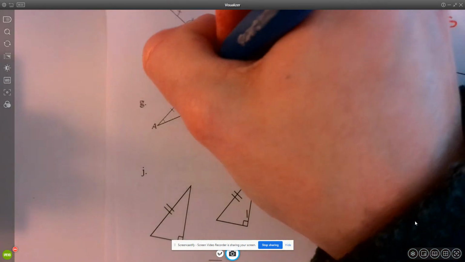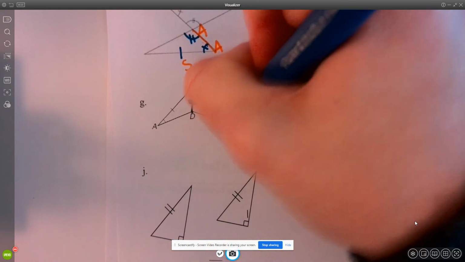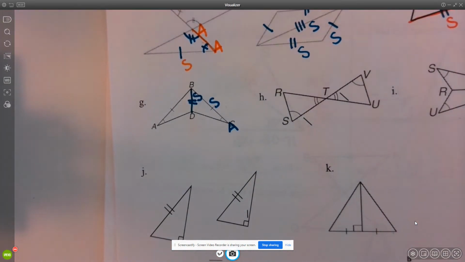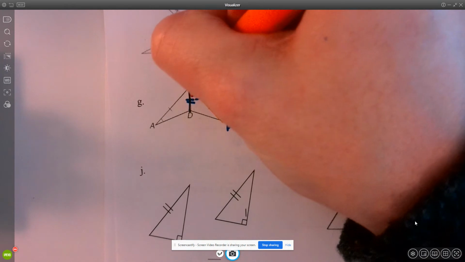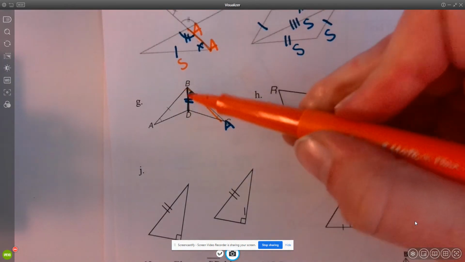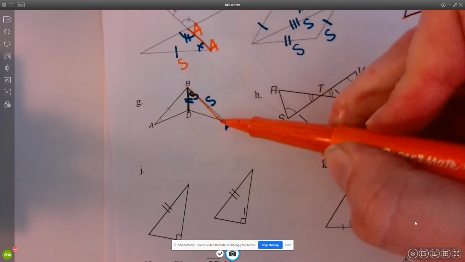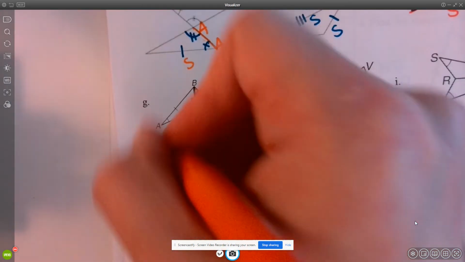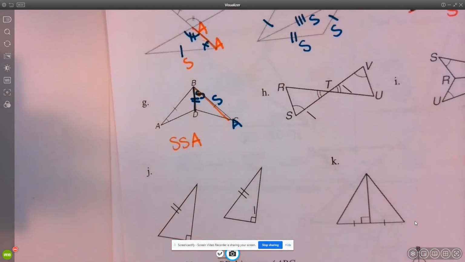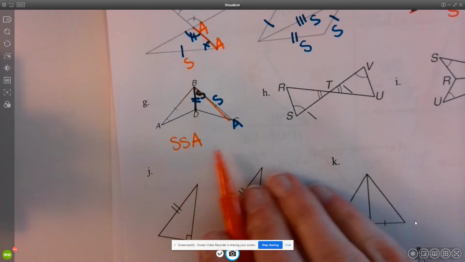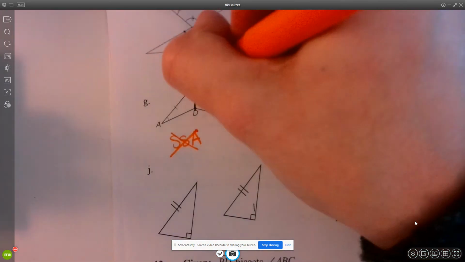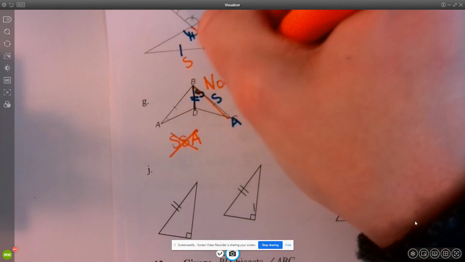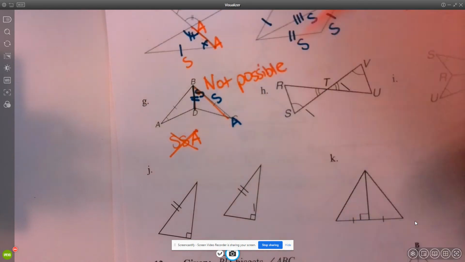I have two sides and an angle. In order to be side angle side, though, the angle has to be in between the two sides. So if I look at where those sides connect, my angle that would have to be congruent would be right here. That is not the angle that is congruent. So right now we're looking at a side-side angle. This is not a congruence theorem. Remember, no donkeys. So this example is one where it is not possible to determine if the two triangles are congruent.